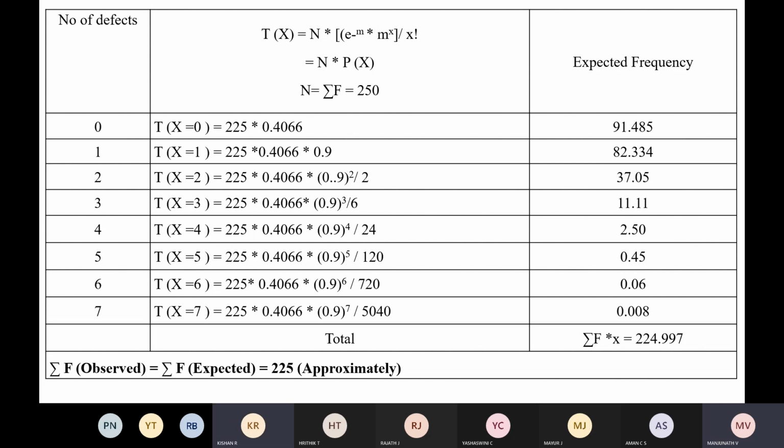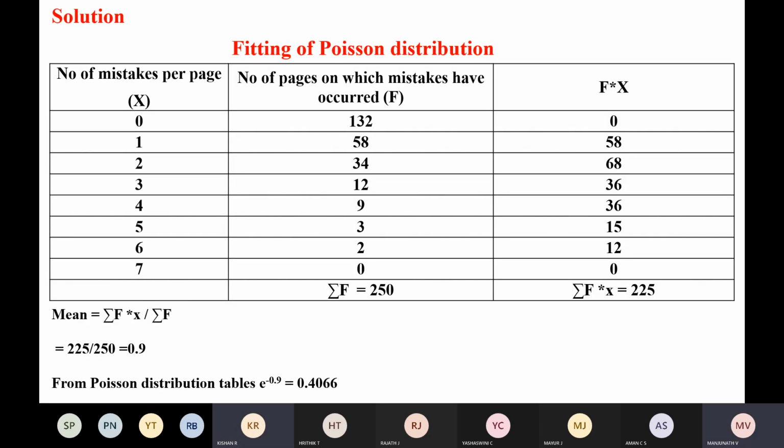Sir, hello? Yeah. N value is 250, no sir. N value is 250. Then why I have taken as 225, sir? One second. Okay. Sorry, yeah, mistake is there. You take n as 250, not 225. Take n is equal to 250, not 225.